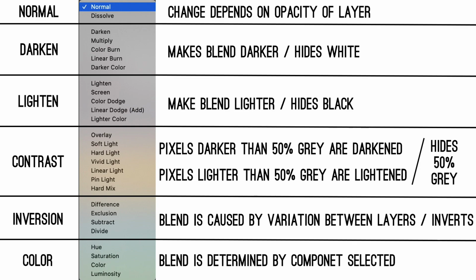Now these are kind of wacky looking effects, and most likely you will not be using them unless you're trying to do something a little bit different. Then you have the color layers, which are wonderful blend modes. The blend is determined by the component selected, meaning if you select saturation, your blend is going to be affecting the saturation. If you pick luminosity, your luminosity is going to be affected in the blend. So what we're going to do is go over to some images and see what this type of information means.